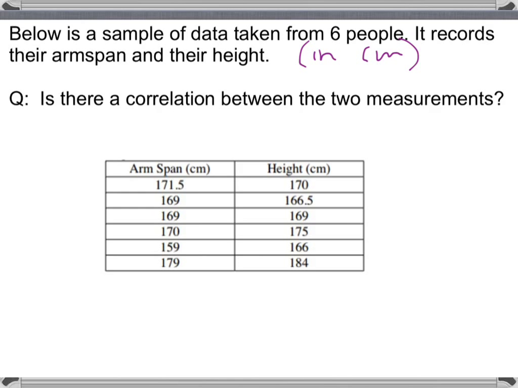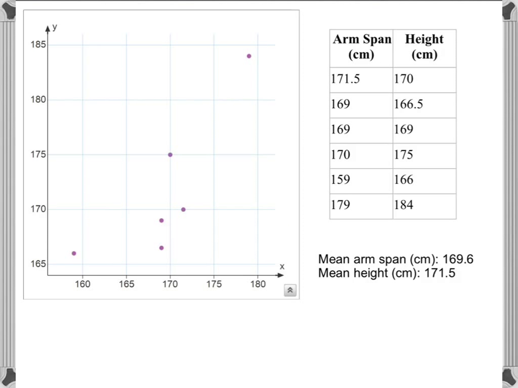So I have 6 measurements of arm span versus 6 measurements of height. And so what I'm going to do is make a scatter plot, and I've made it in the following table. So I've put arm span on the x-axis in centimeters, and I've put height on the y-axis in centimeters as well.